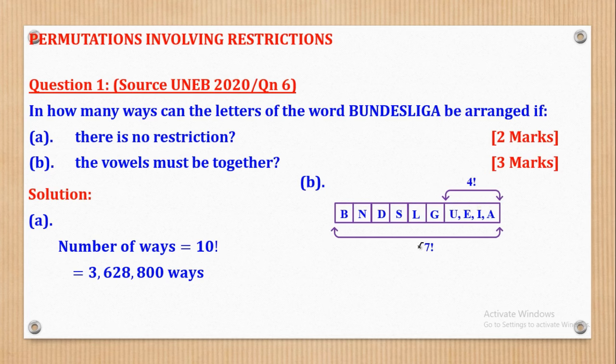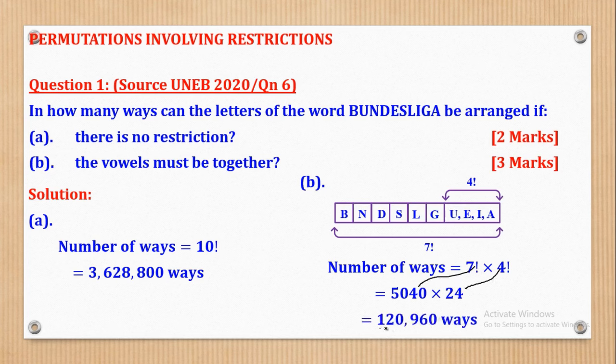Now we have 7 factorial and 4 factorial, meaning that the total number of ways will be got by multiplying the two. So it will be 7 factorial times 4 factorial. When you use a calculator, this 7 factorial is that, and this 4 factorial is that. Therefore, you come up with this as the required number of ways.